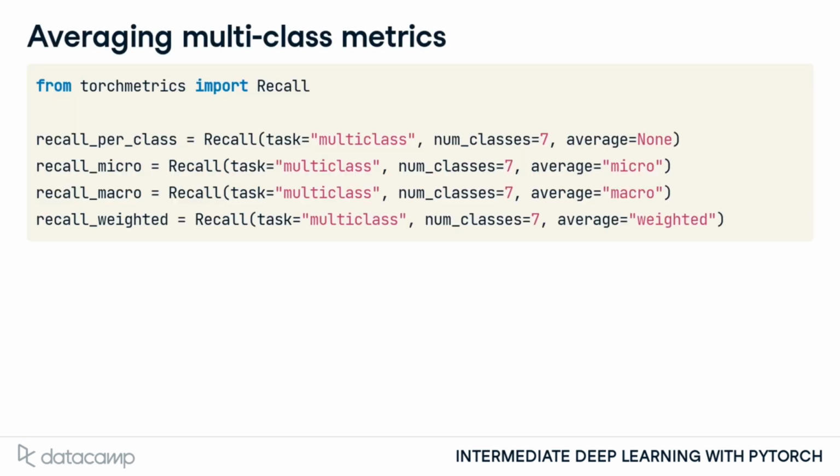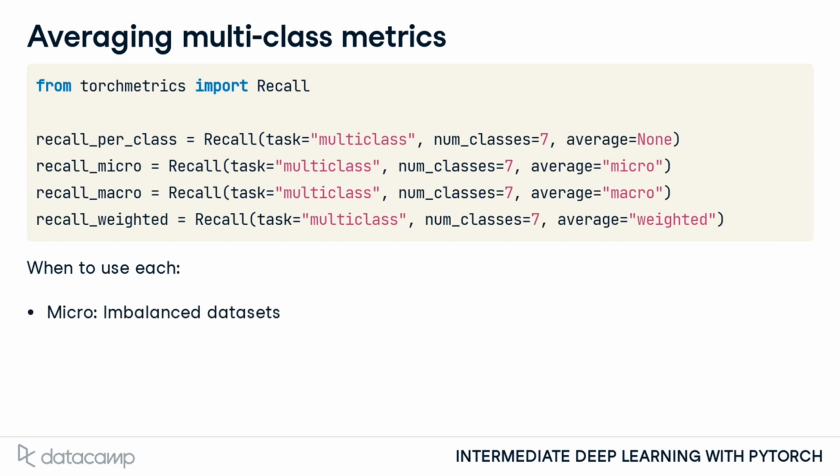In PyTorch, we specify the average type when defining a metric. For example, for recall, we pass average as none to get 7 recall scores, 1 for each class, or we can set it to micro, macro, or weighted. But when do we use each of them?